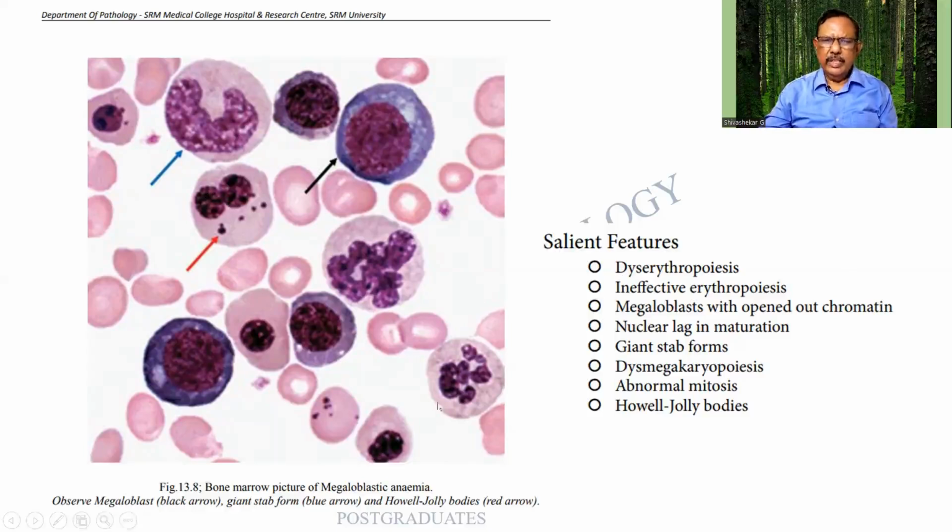There is of course, this is probably picked up from the peripheral blood. I am able to see some kind of hyperpigmentation in the neutrophil. So look at the cells. Always a differential count is the key to your success. Dyserythropoiesis, ineffective erythropoiesis, megaloblast with opened out chromatin, nuclear lag in maturation, and look at this picture again.